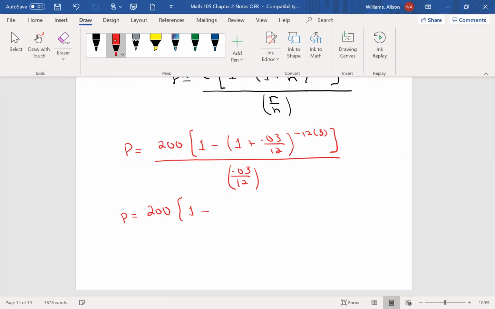So 0.03 divided by 12. Oh, it gives us a nice number. 0.0025, which I'm going to add 1 to. So 1.0025, that's 60. And this is 0.0025. Okay, so I'm going to take 1.0025 and raise it to the negative 60. And that gives me, I'll have to squeeze it here.